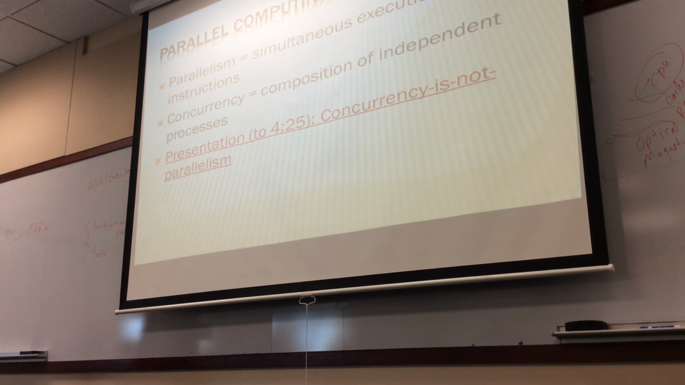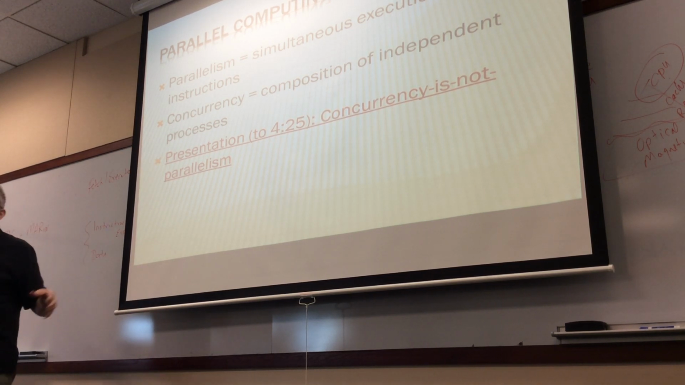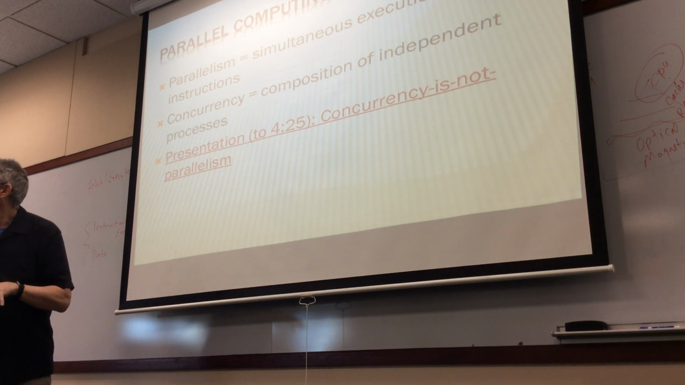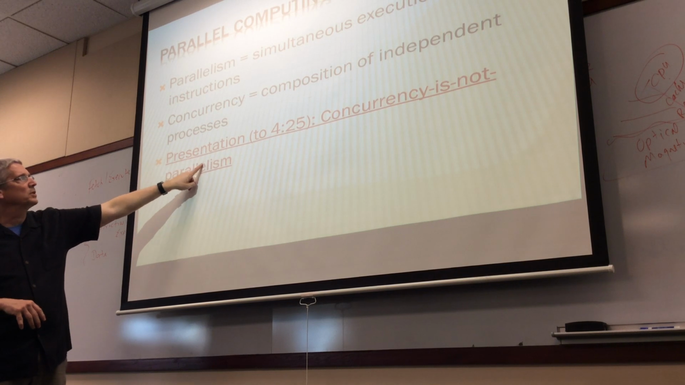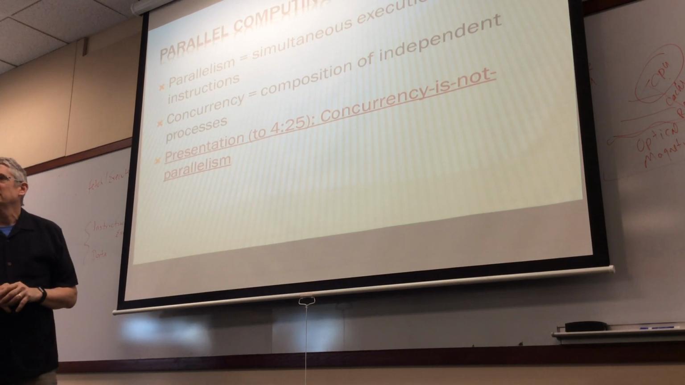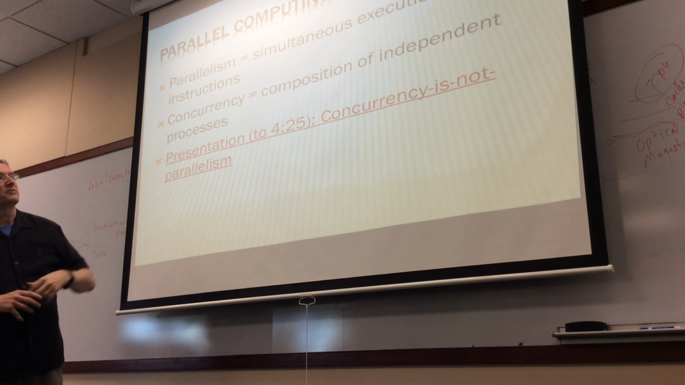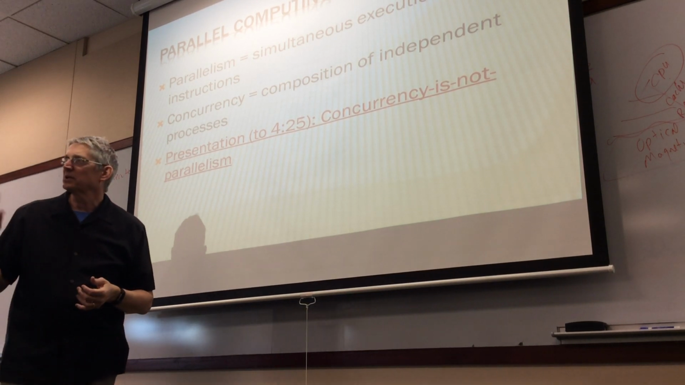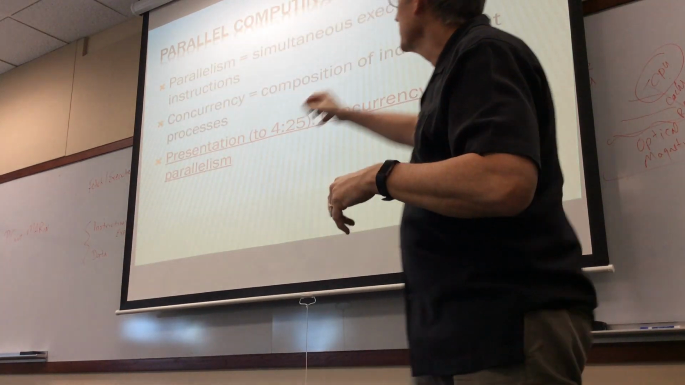Still more about what parallel computing is. Parallelism is the simultaneous execution of instructions. Concurrency is more about the composition of the processes. Certainly related topics. There's a clip I'm going to have you go look at yourself, since we're running a little low on time. It's a person from Google talking about the difference between concurrency and parallelism, but basically it's saying exactly what's up there.